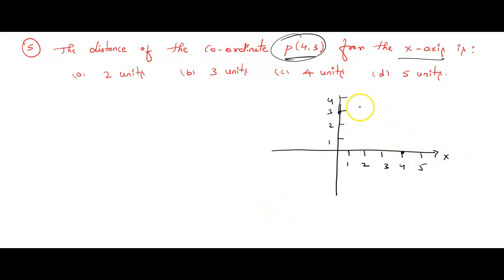Where does this point lie? Can you see here? Just approximation. So this point will lie at this coordinate. So this is the point P of (4, 3). Here the question is, from this point P to the x-axis, what is the distance?